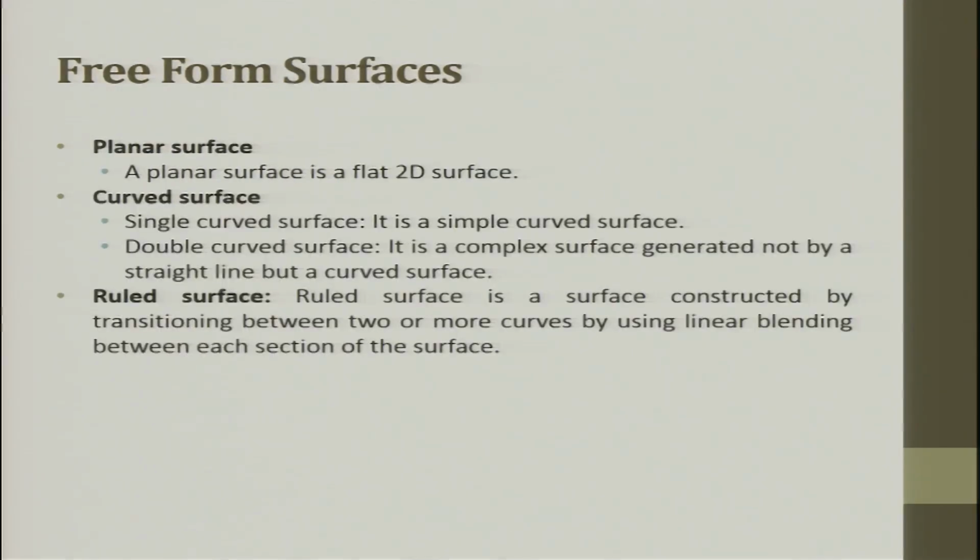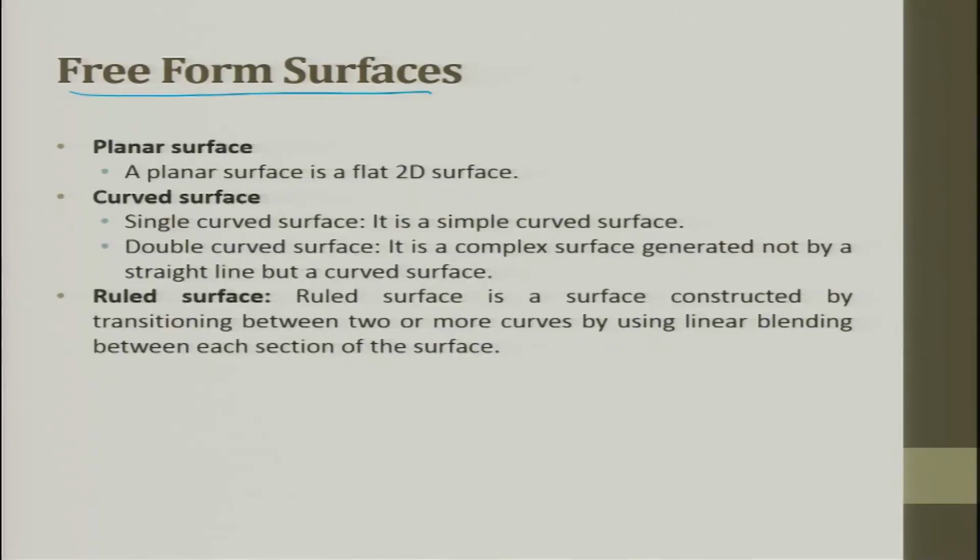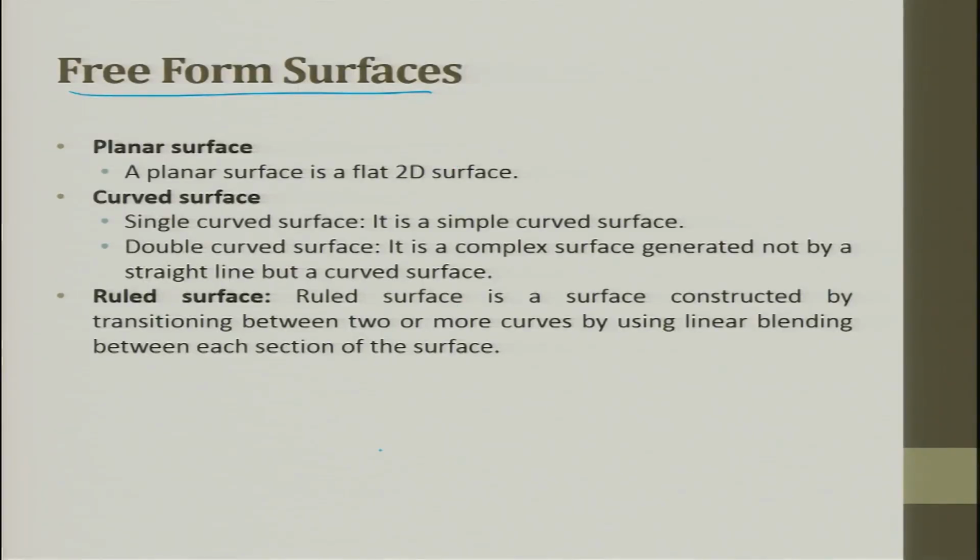So, till now what we saw was all about engineering surfaces, where it is all easy to draw, easy to manufacture. But what is required in real time application is free form surfaces. So, to construct free form surfaces, you need more sophistication than whatever existed till now. Here again we will follow 2D, then move to 3D. First we will talk about planar surfaces. A planar surface is a flat 2D surface.